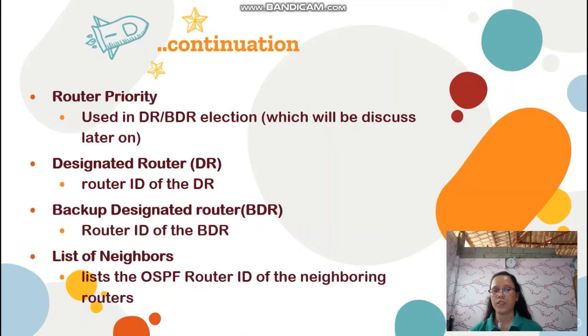Router priority, used in DR and BDR election, which will be discussed later on. Designated router, or DR, the router ID of the designated router. BDR is the router ID of the backup designated router. List of neighbors lists the OSPF router IDs of the neighboring routers.